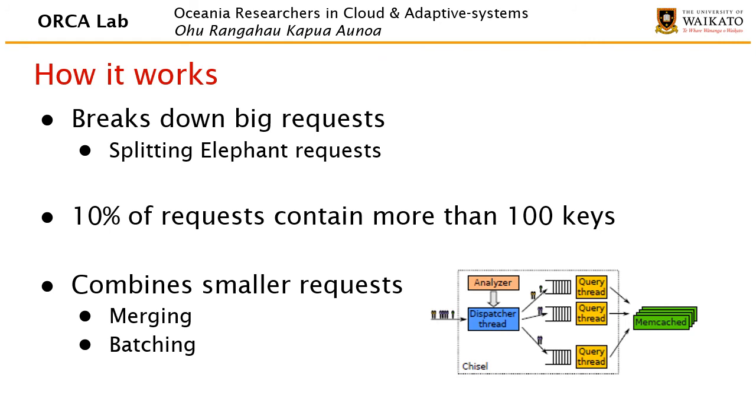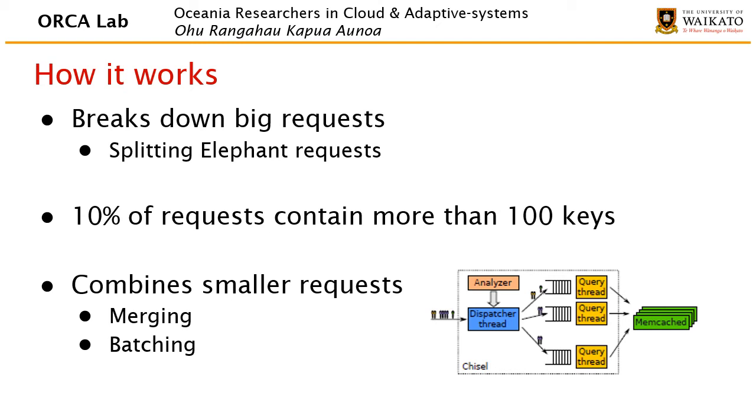How it works. So how Chisel works is it breaks down the bigger requests, these elephant requests, and it splits them into smaller ones which can be handled in parallel. So once again, going back, 10% of these requests contain more than 100 keys, as they can be split into requests which contain a lower amount of keys but can be processed in parallel. Then we've already seen an improvement in performance.